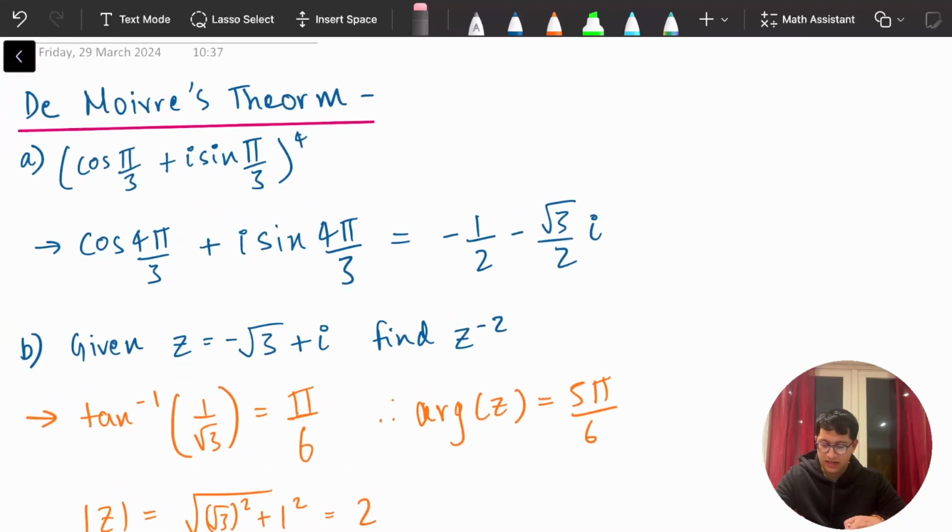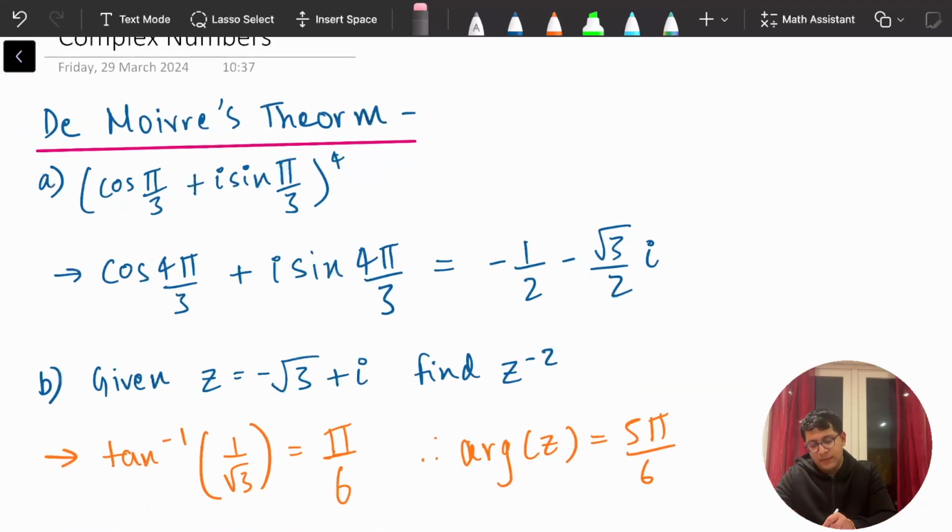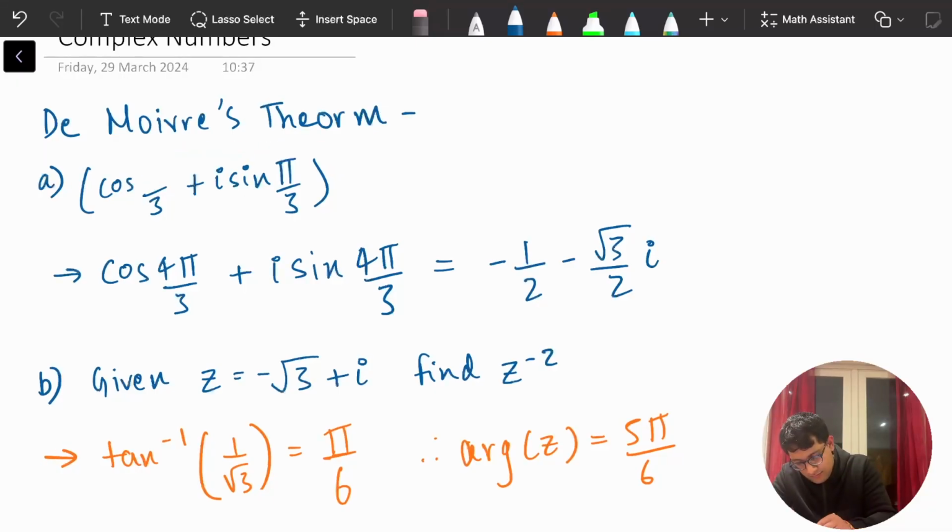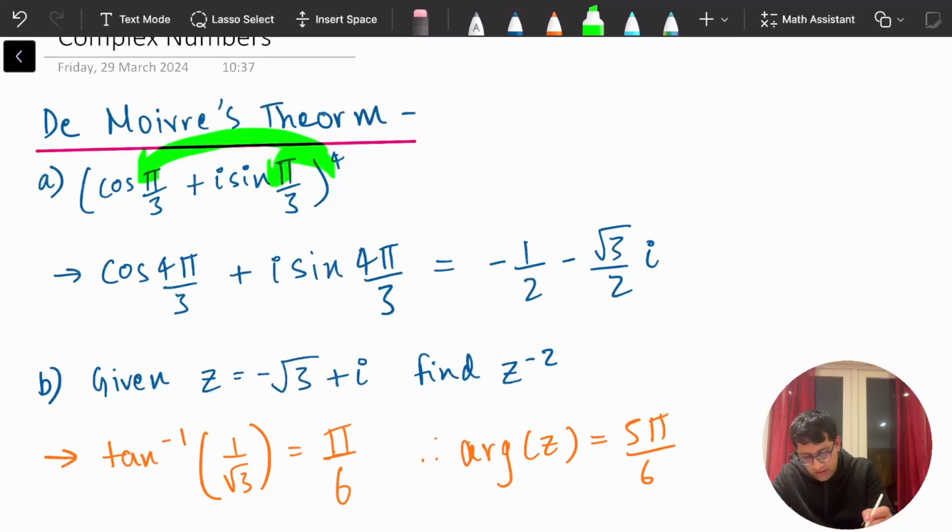Okay? So in practice, for example, if you had a complex number, cos pi over 3 plus i sine pi over 3, all to the power of 4, using de Moivre's you could simplify this to cos 4 pi over 3, just literally just whack the 4 in there, right? Multiply the 4 to get 4 pi over 3. Then you can simplify this further into minus a half minus root 3 over 2i.